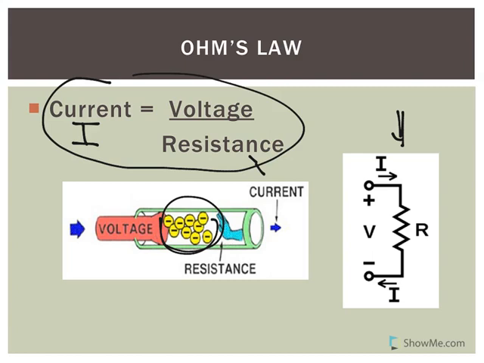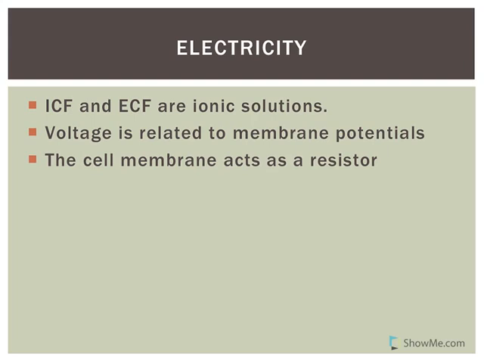So in our body, we're a big bucket of water with a lot of ions. The solutions in our body are ionic solutions. They have things like sodium and potassium. So our intracellular fluid, which is ICF, and our extracellular fluid, which is ECF, are ionic solutions. And therefore, they can conduct electricity. Now, the voltage, that potential difference, that potential to do work, is related to our membrane potentials.